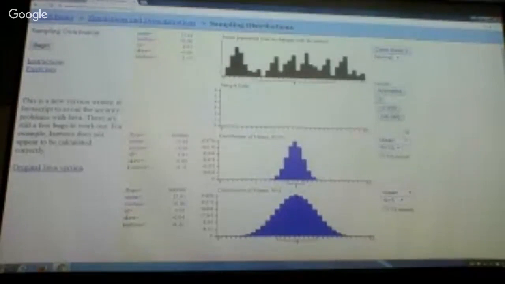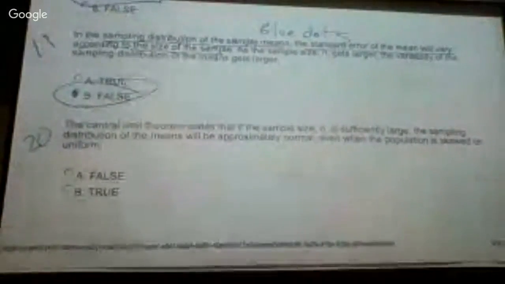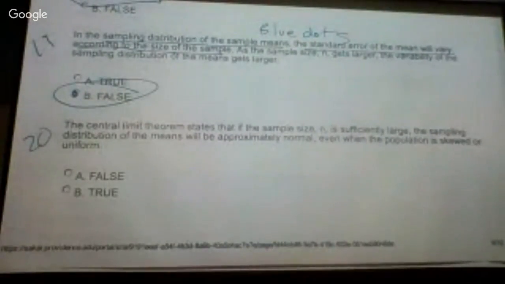19, B, false. Or 19 is false, sorry. 20, this is B, this is conjugation. Conjugation is how you turn B to is. Anyway, about B is turned into honey.